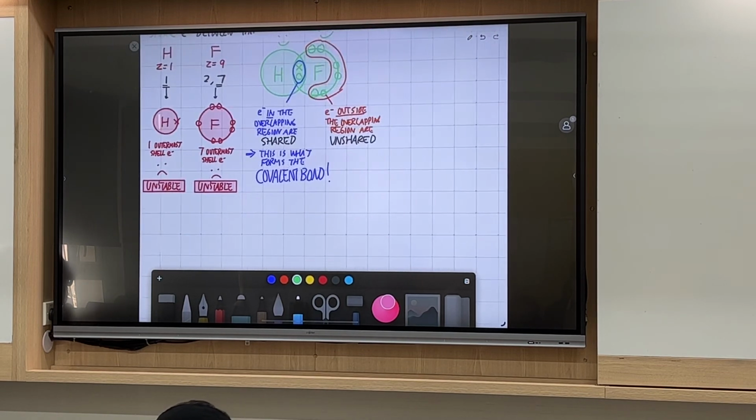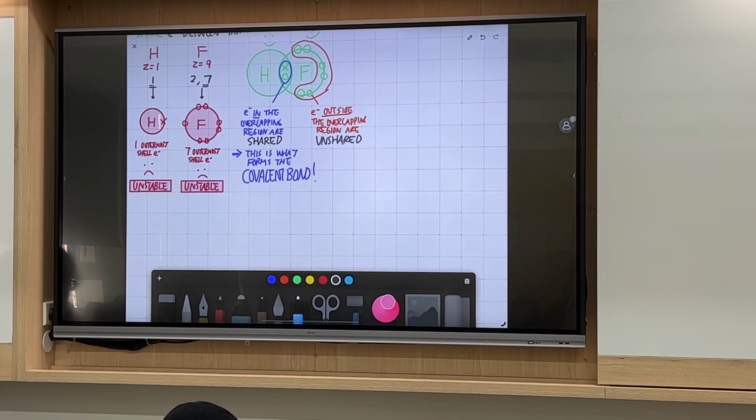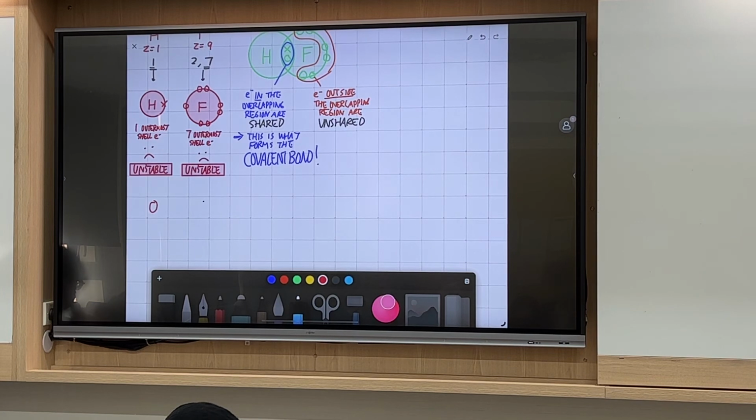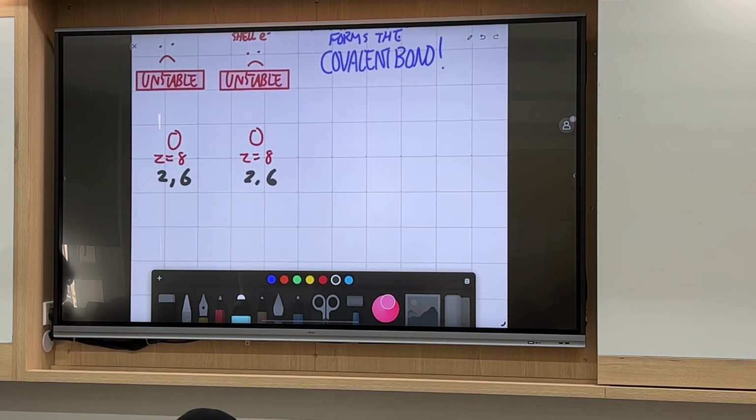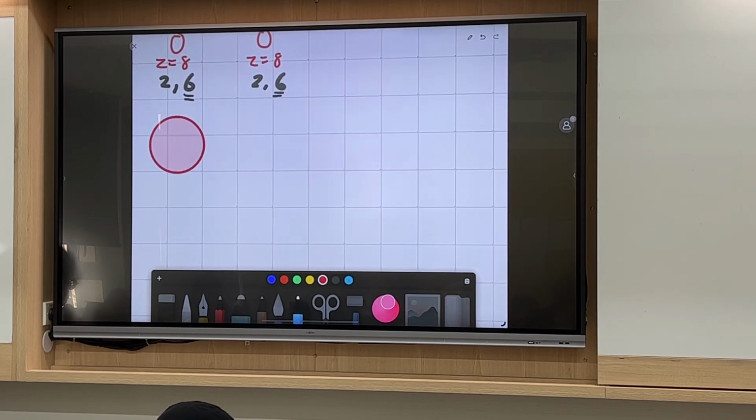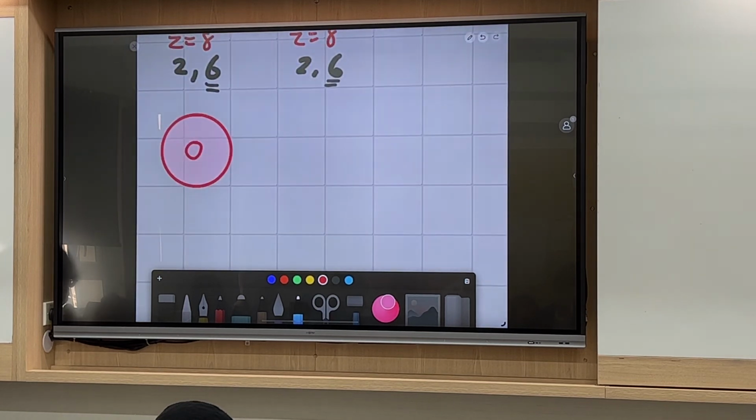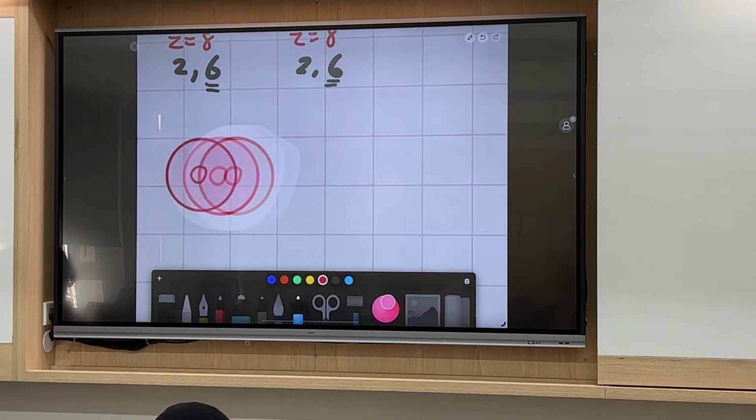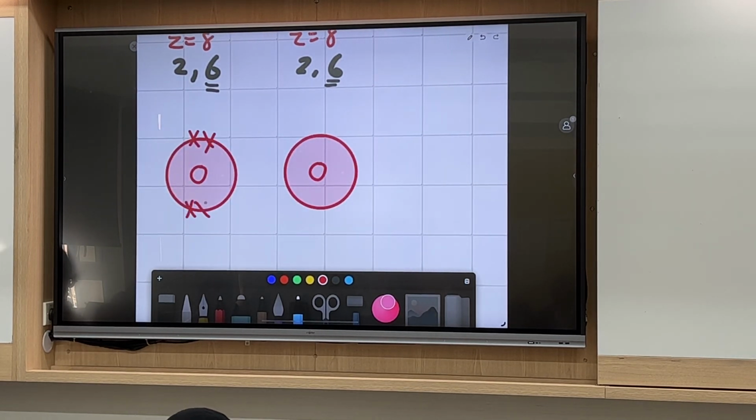Which is Cl2. Or maybe O2. Look at O. This is not on your worksheet, but you may write this in your notebook. So O has atomic number 8. What is the electron arrangement? 2, 6. So there will be 6 electrons in the outermost shell. 1, 2, 3, 4, 5, 6.